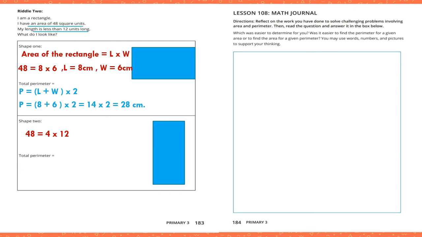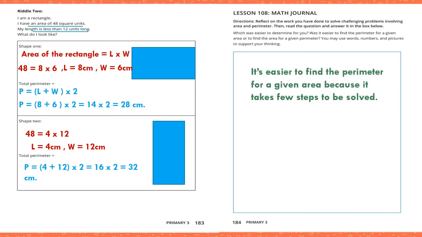So the length will be 4 centimeters and the width will be 12 centimeters. So what is the total perimeter here? It will be 4 plus 12 all times 2 equals 16 times 2 equals 32 centimeters. Now let's move to the math journal. Which was easier to determine for you? Was it easier to find perimeter for a given area or to find an area for a given perimeter? It's easier to find the perimeter for a given area because it takes fewer steps to solve.